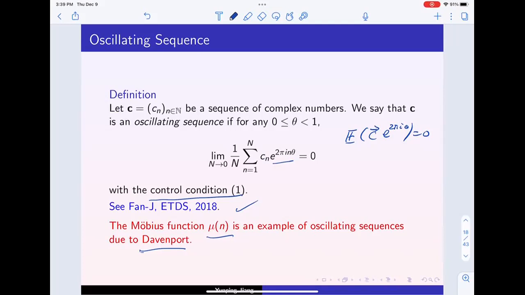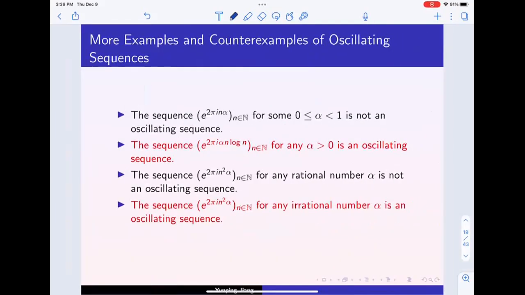As an example, you can see some examples about the oscillating sequence. The e^{2πiαn} with the 1 minus alpha, if you put this together, that will not equal 0, because this one times that equals 1. The summation of 1 from 1 to the capital N divided by N is always 1, so this one is not an oscillating sequence.